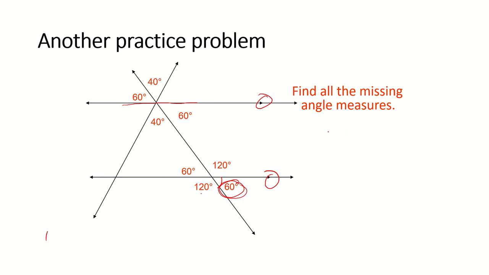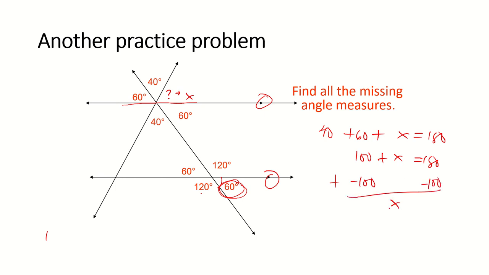So you just have to add. So 40 plus 60 plus there is an unknown here, which I will name x. It should be equal to 180. So 40 plus 60, 100. Then add negative 100 in both sides. You will get x is equal to 80. So this is 80. This is also 80 because these are vertical angles and they're congruent.